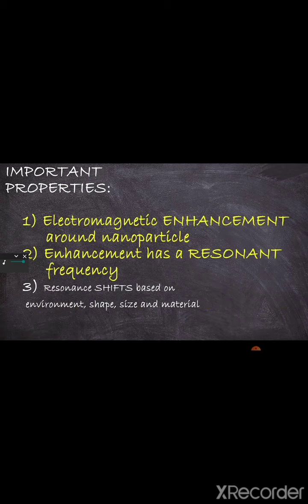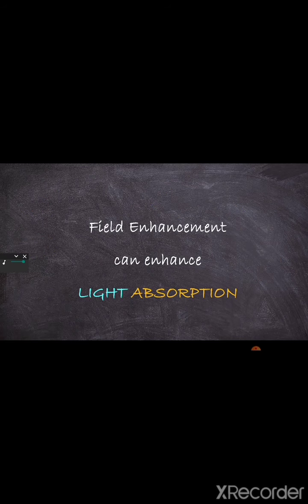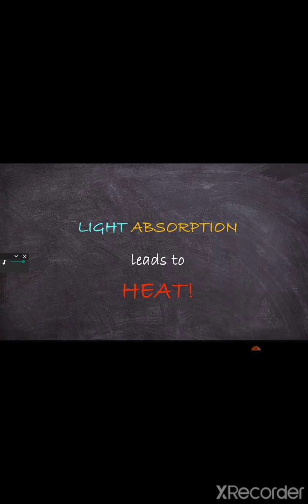One way you can exploit these properties is to basically recognize that they allow you to create hotspots of an electric field, concentrating it into a very small area around that nanoparticle. This concentration of the electric field can then also drive absorption of the light, which then leads to basically a localized heating effect.